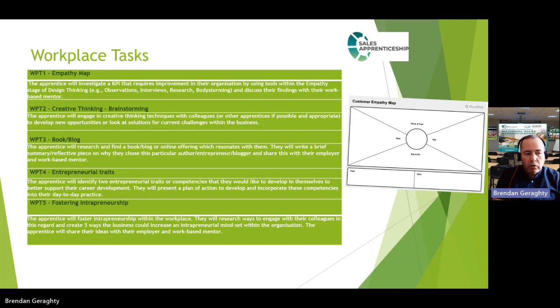Workplace task number 4 looks at the traits of a successful entrepreneur. And what we ask the apprentice to do here is to identify 2 entrepreneurial traits or competencies that they would like to develop within themselves and how they're going to improve them. Workplace task number 5 then looks at fostering entrepreneurship within your enterprise. So here we ask the apprentice to research ways that they will engage with their colleagues in this regard and create 5 ways the business could increase an entrepreneurial mindset within the organisation.